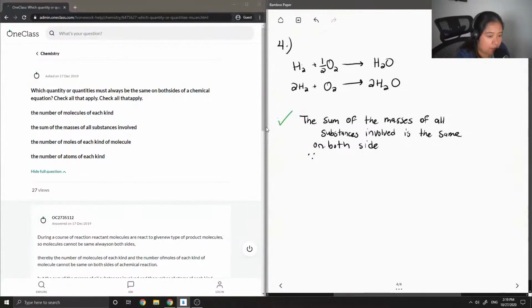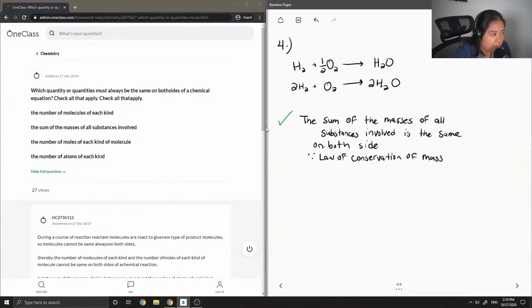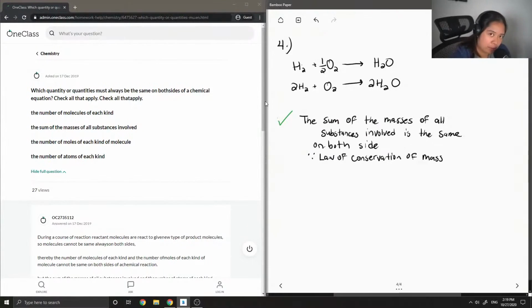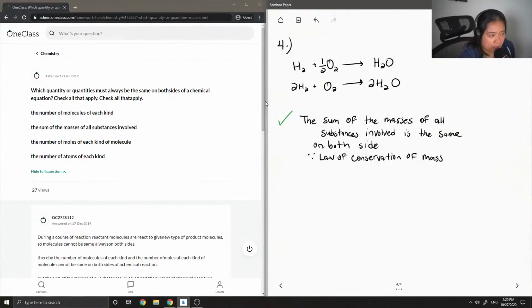And this is since the law of conservation of mass, where matter cannot be created nor destroyed. So it doesn't just disappear when you have a chemical equation, everything that you put into it goes out of it as well, whether it be in a different form of liquid, solid, or gas. If you're to calculate the sums of both sides, it should be the same. So that one is right.